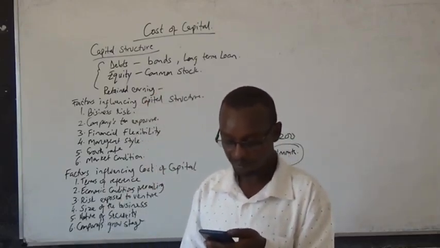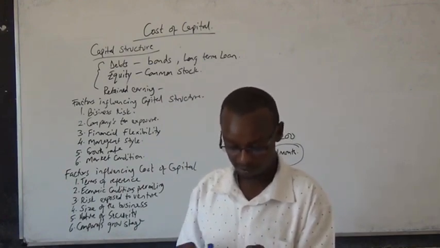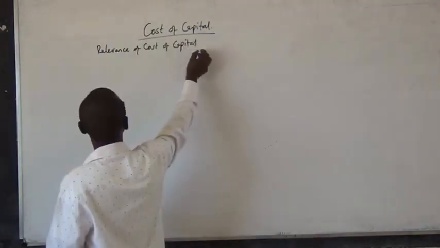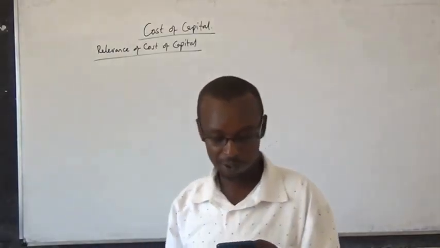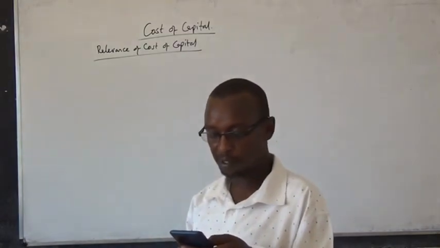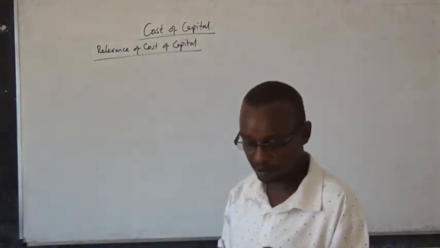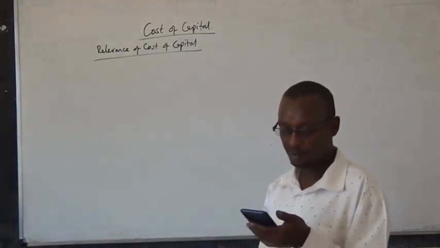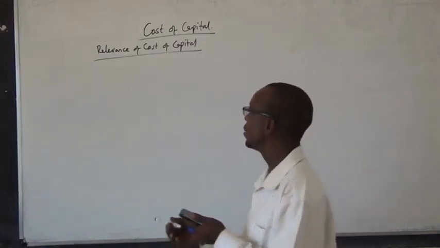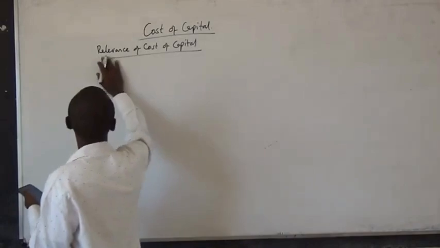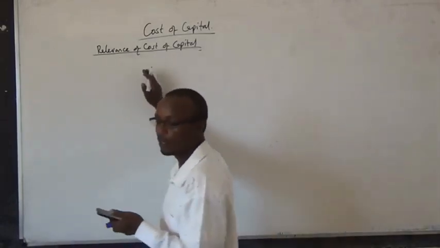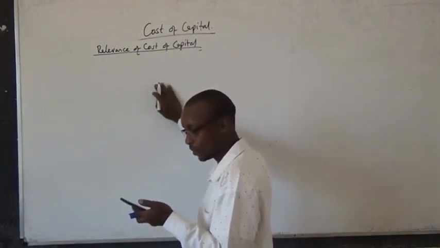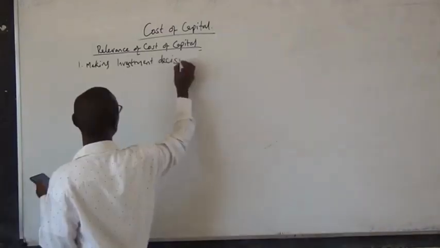Then, relevance of cost of capital. Here we talk about cost of capital being considered as a standard comparison for making different business decisions. So number one is making investment decisions. Why do we have to learn cost of capital? That is what we mean by relevance. Okay?